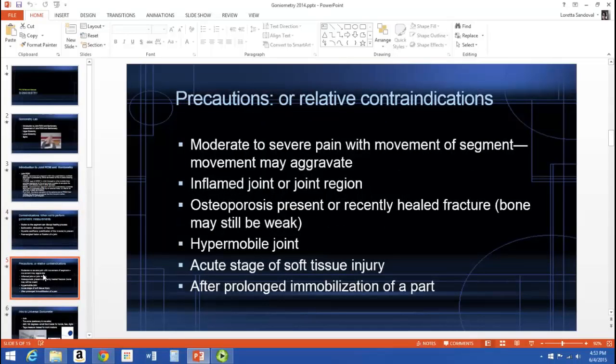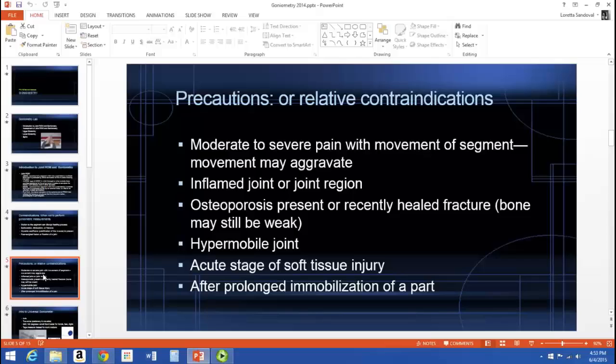A precaution or relative contraindication. So it's something to be cautious about. You may or may not do goniometric measurements in these cases. If someone has moderate to severe pain with a movement of that segment, and the movement might make their pain worse, again, we want to do no harm. We do not want to make people's pain worse. We want to make it better. So we're going to be really careful with that.